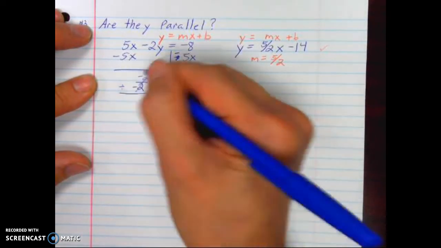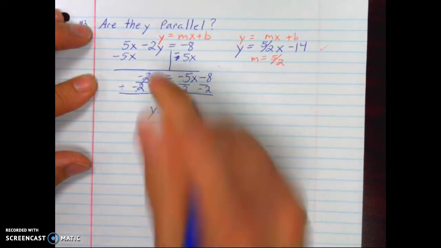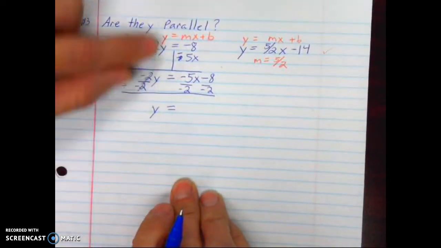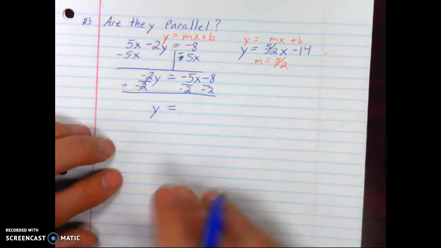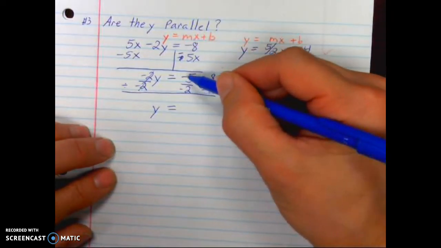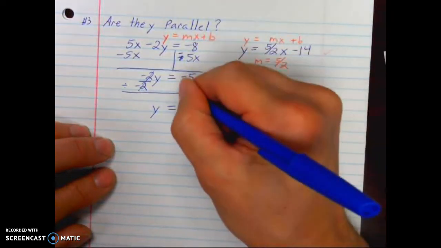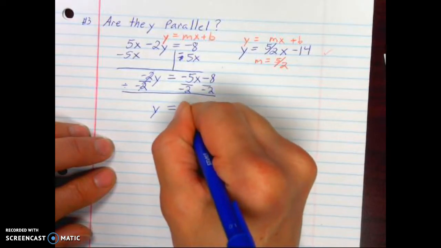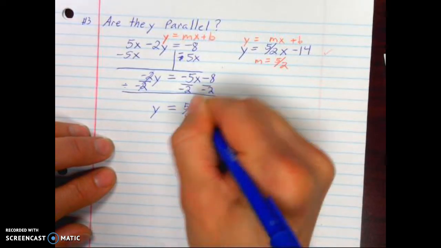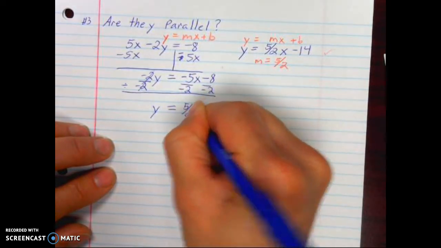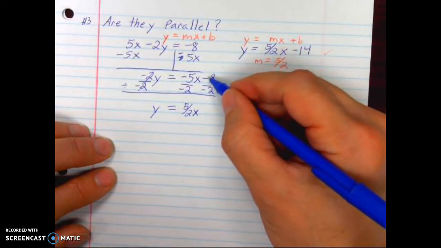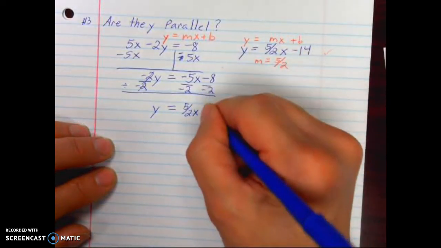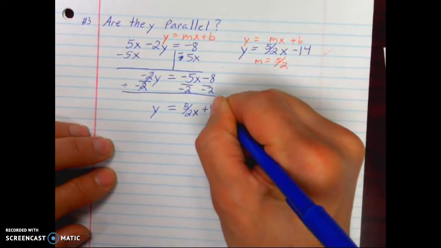So now the y is by itself. That's looking good. See how it matches? Now that's a negative 5 and a negative 2. You should know by now that two negatives make a positive, so it becomes positive 5 over 2 x. And then negative 8 divided by negative 2 is a positive 4.